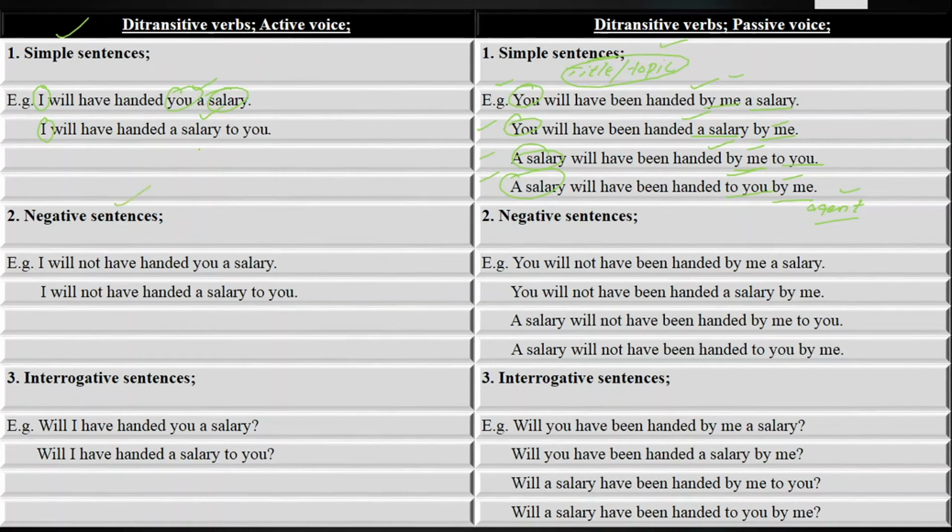Next we have got negative sentences. Those sentences in which we deny the statement, reject the statement, refuse the statement are called negative sentences. I will not have handed you a salary. I will not have handed a salary to you.